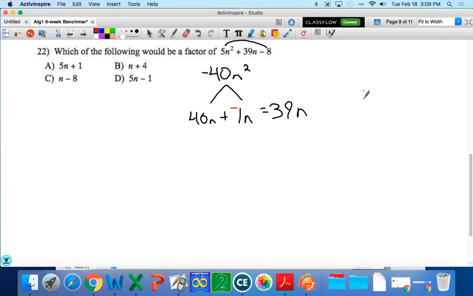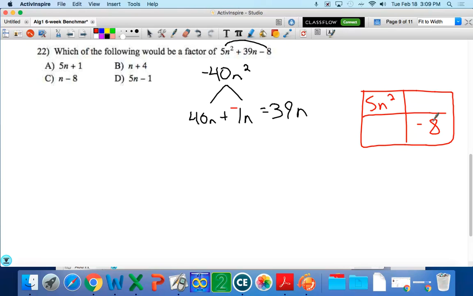Okay? Ready to box it all up. My first term was 5n squared and negative 8, 40n and negative 1n. The only thing coming out here is the letter n. Down here, though, times tables, we know a positive 8 comes out because this is positive, that's positive. Okay? Don't overthink it with this negative down here. It doesn't really have any bearing on the problem. Here, we get a 5n, and right there, we get a negative 1. Make sure it goes back into the box correctly.